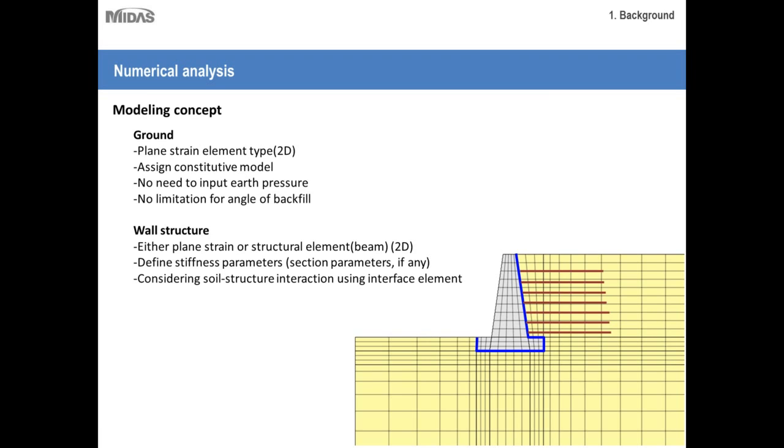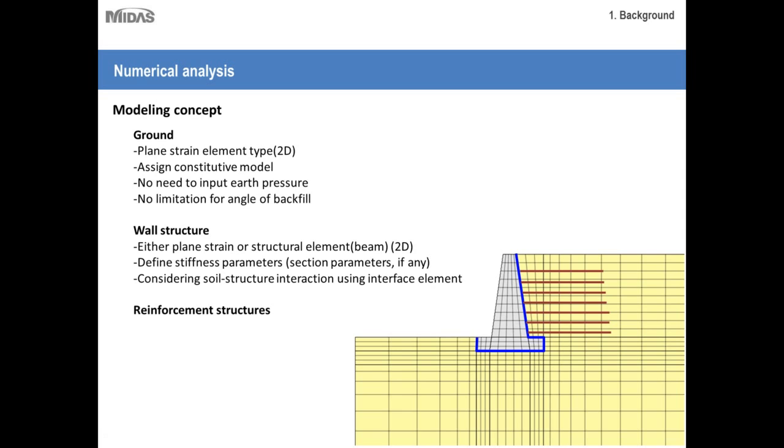And then you have to consider soil structure interaction using interface elements. Now, what is soil structure interaction and what is an interface element, I'll discuss in detail in the third part of this session. But for now, you can just understand it as something like a coating applied on the periphery of the retaining wall which is in contact with soil. So basically this is your structure, this is your soil, and how the soil will interact with the structure is governed by this dark blue line, which is the interface elements.